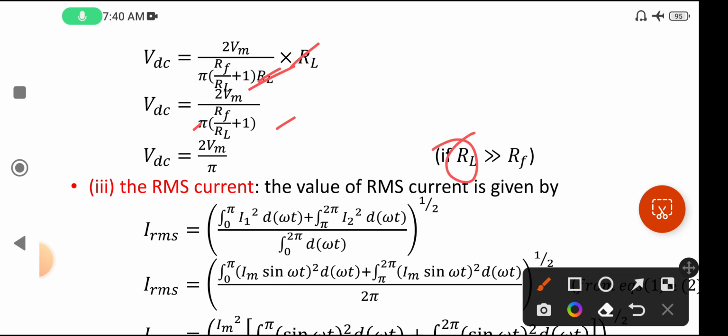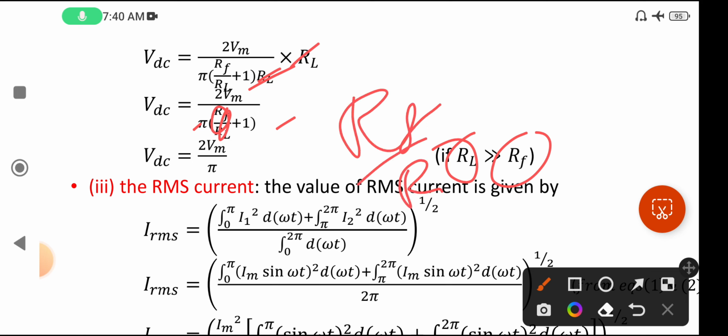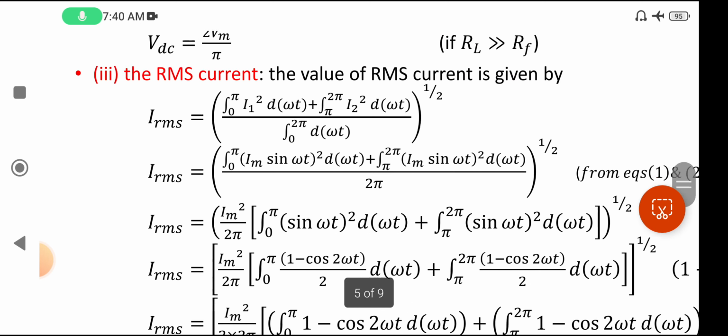So if RL is very much greater than Rf, then the Rf by RL term can be neglected, meaning its value is approximately equal to 0. So then we get 2 Vm by pi.